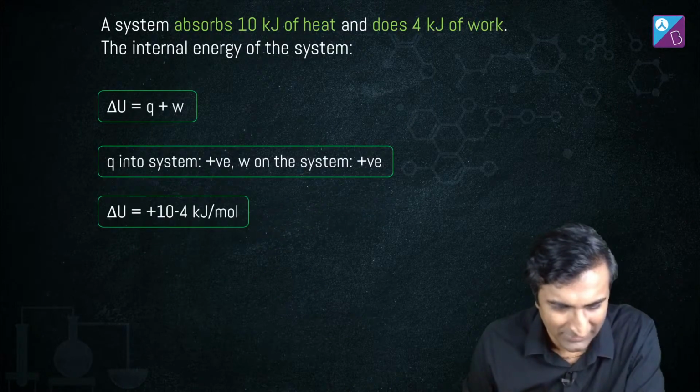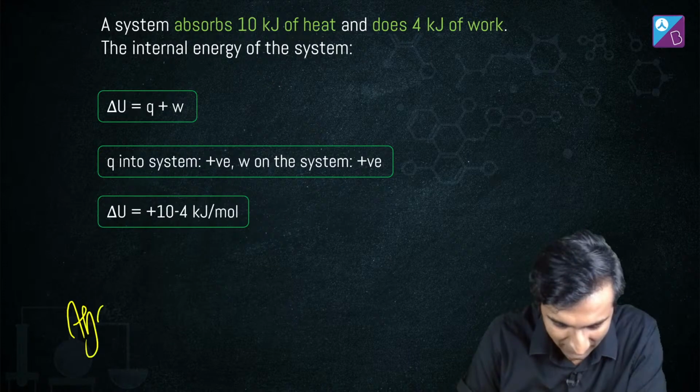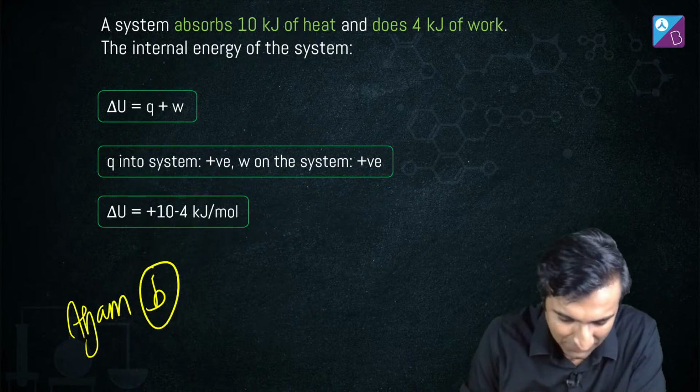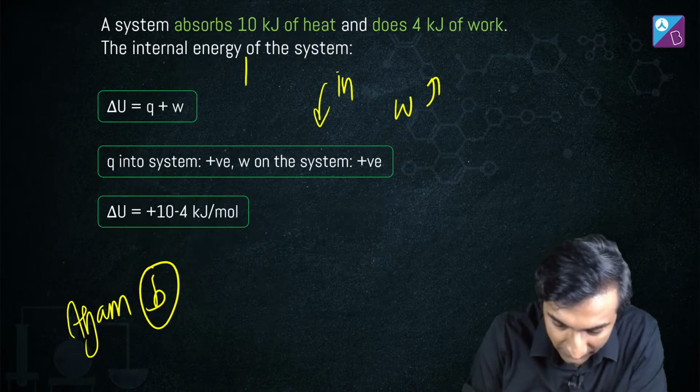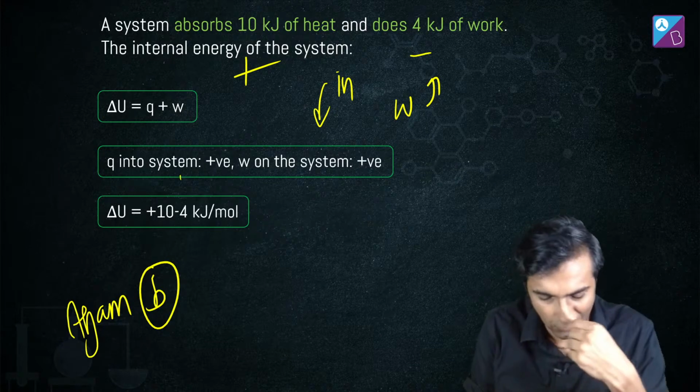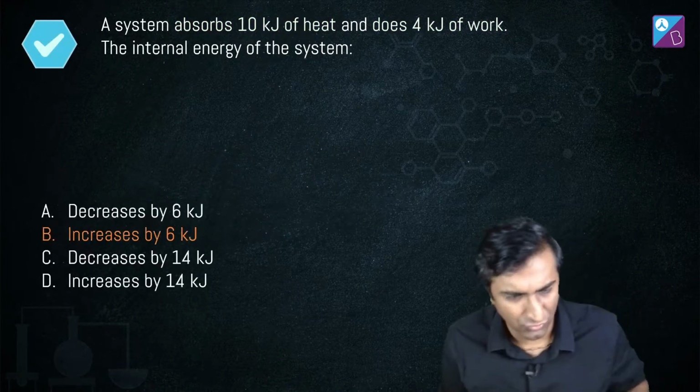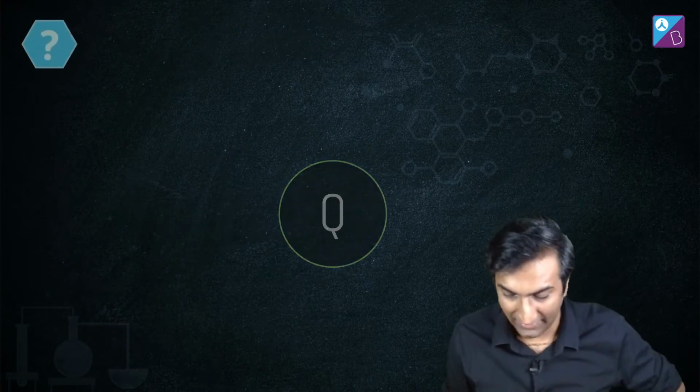Use Q plus W, simple straight stuff. Agam, yes. Simple stuff, right? Heat in and work out, right? So this is positive, this is negative. 10 minus 4 is 6. That's it, increased by 6 kilojoule. Wow. Next question.